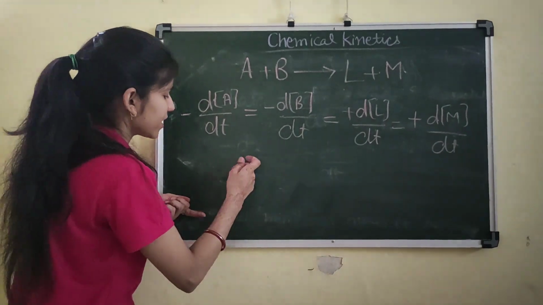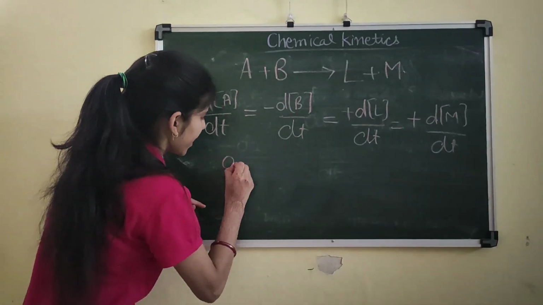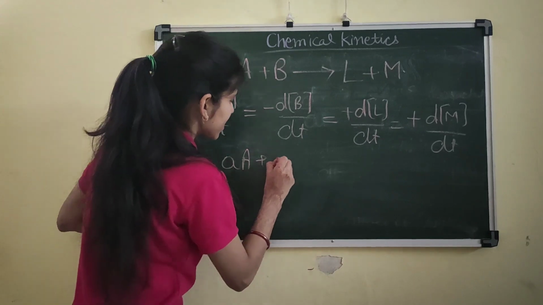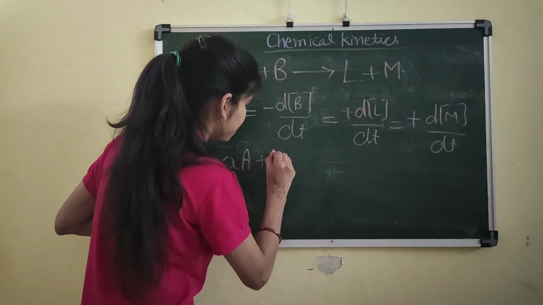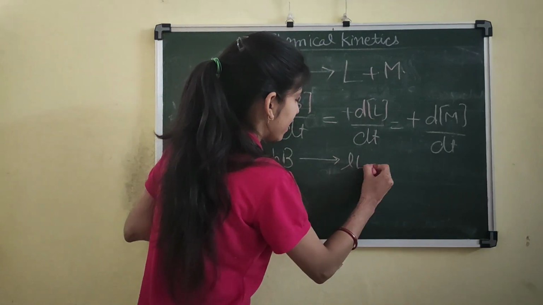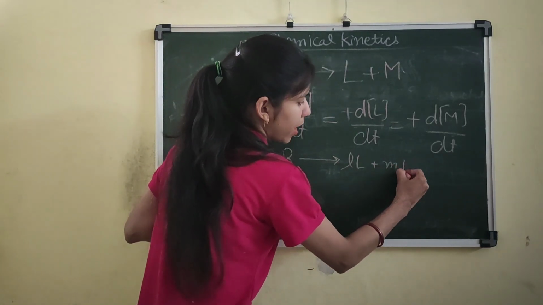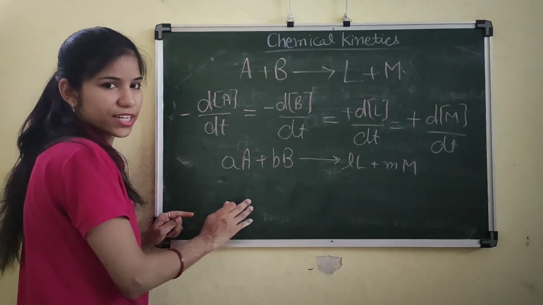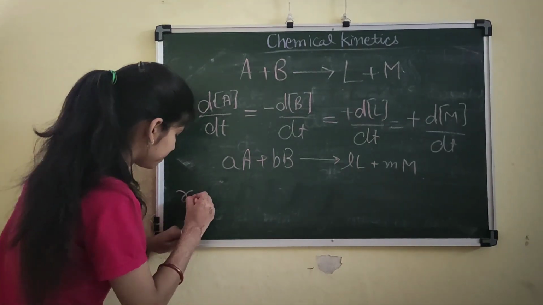Now for a general reaction like aA plus bB, they give lL plus mM.